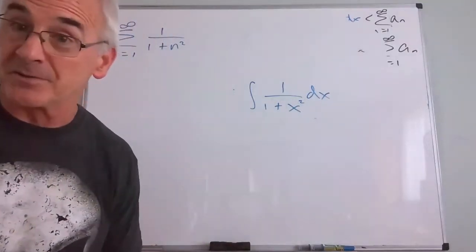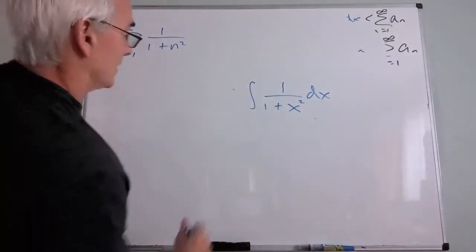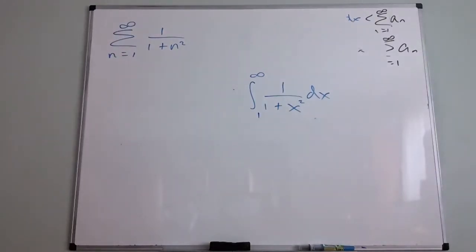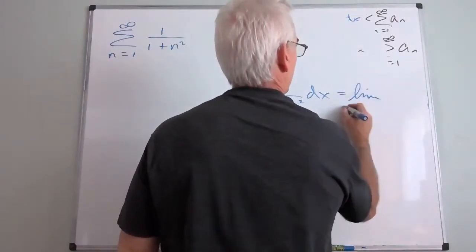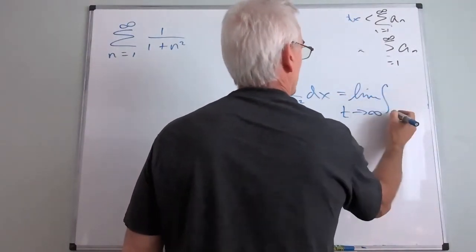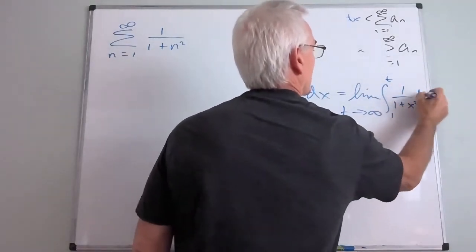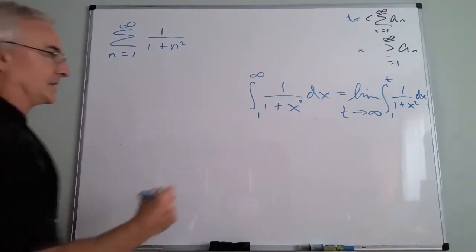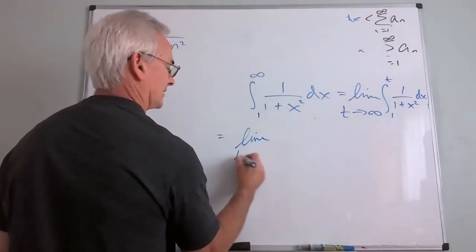Now, what are my limits of integration though? They're going to mirror this. So it's going to be 1 to infinity. It has to mirror that exactly. Well, that means this is going to be the limit as t goes to infinity of the integral from 1 to t of 1 over 1 plus x squared dx. Do we know the antiderivative of that quantity? Inverse tangent, so that's a friendly one.